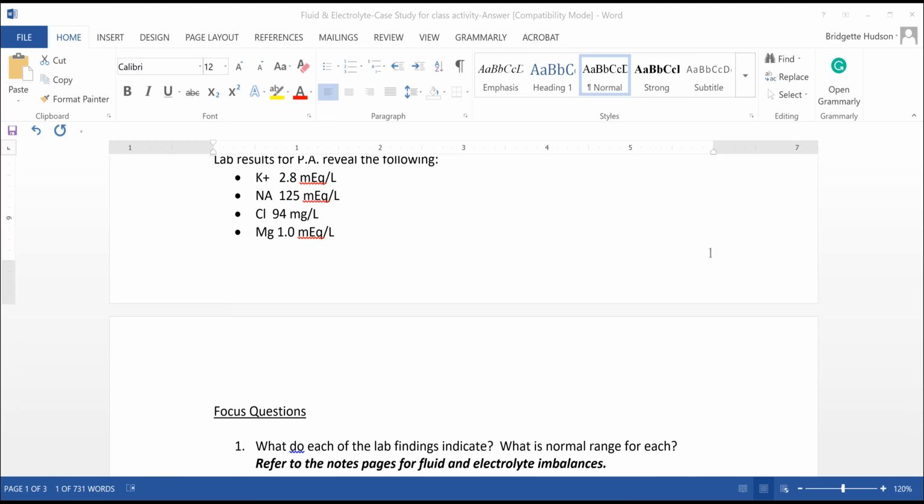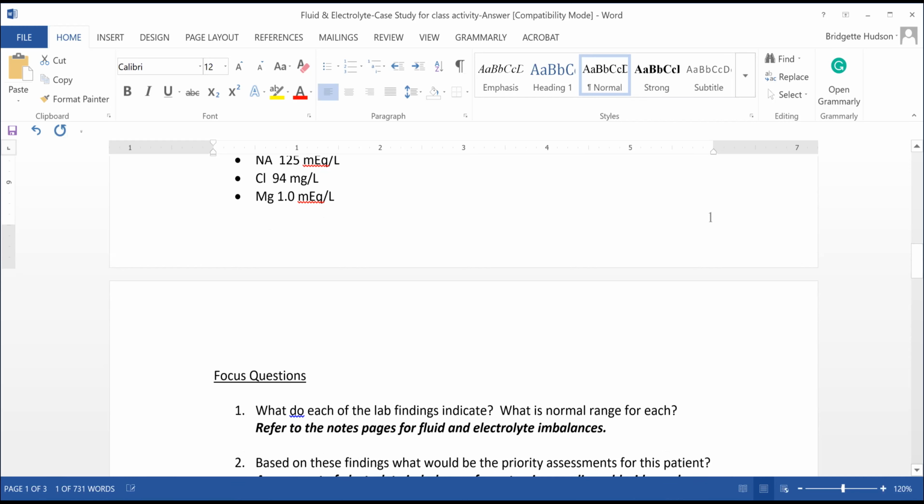Okay. So everything else seems to be within normal range with the mag and the chloride. So magnesium is 1.0, and the magnesium is a little bit low. 1.5 to 2.5 is the normal magnesium. Chloride is 95 to 105. That's the normal. And so for her, slightly low.